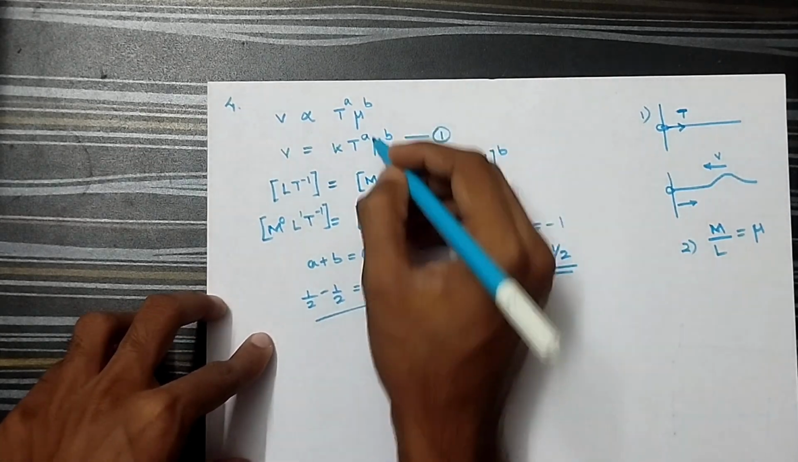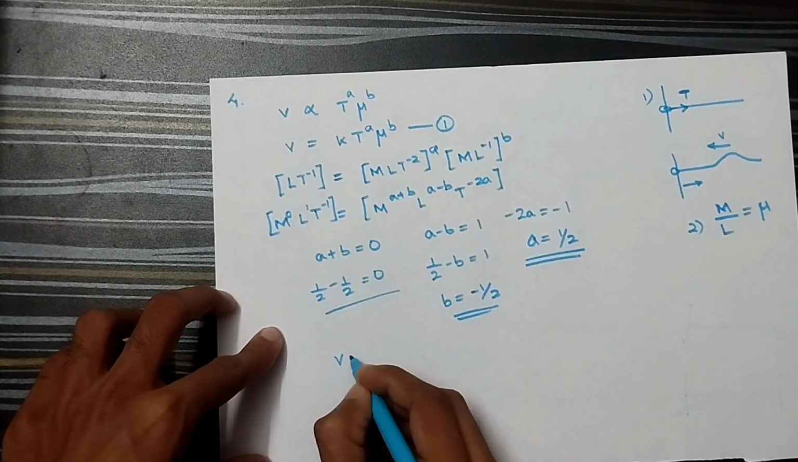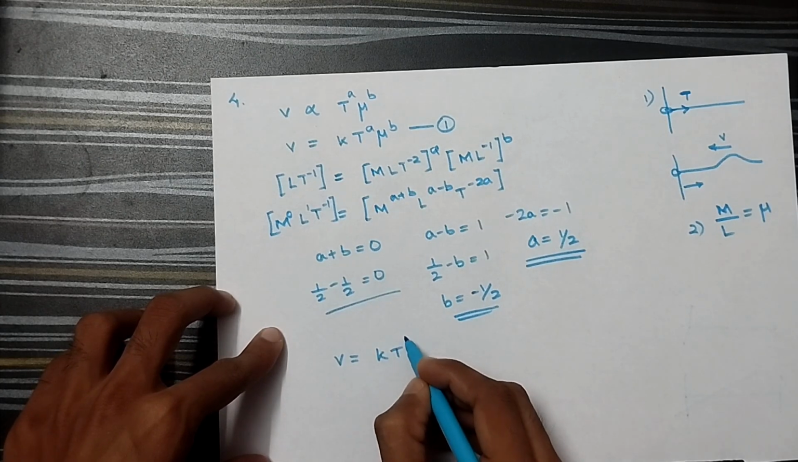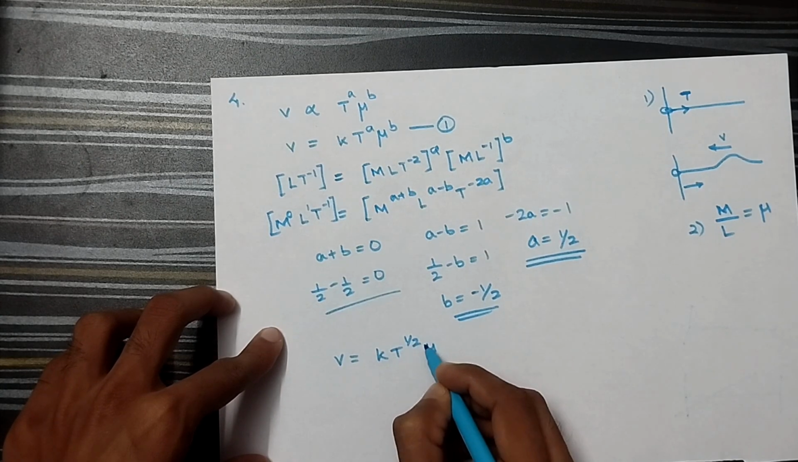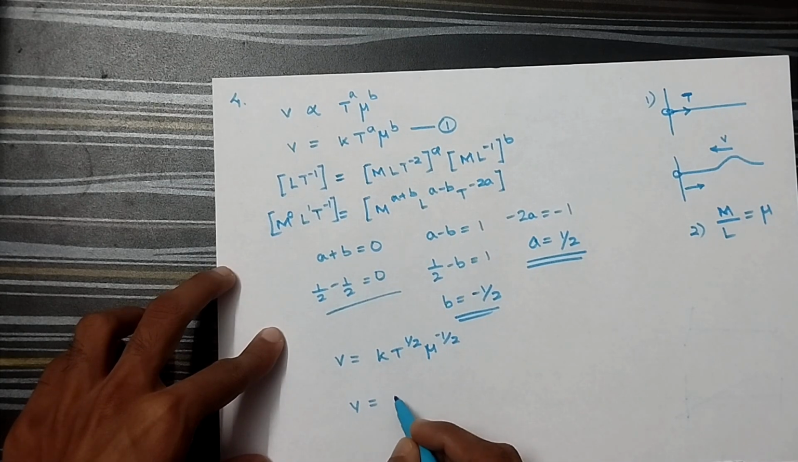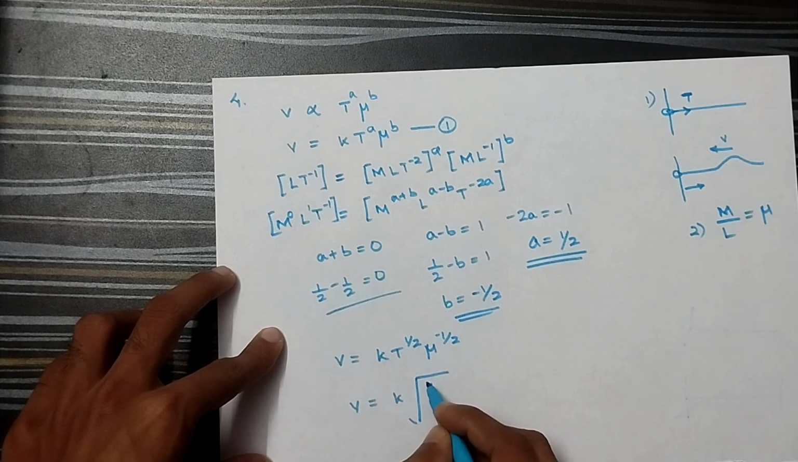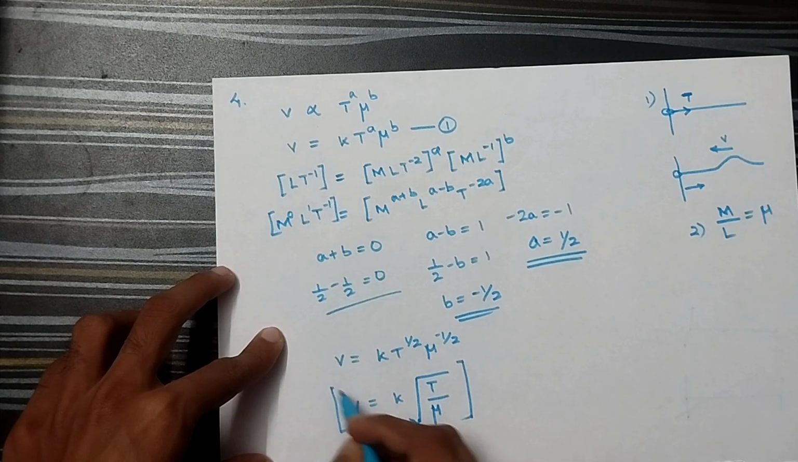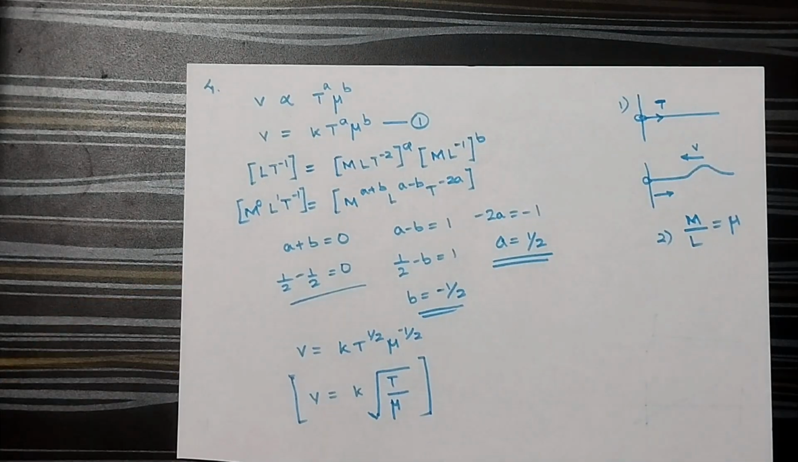Now substituting these variables in 1, we get V is equal to K T raised to half mu raised to minus half. So we can write the final equation. V is equal to K, half is just a root, so root of T divided by mu, right? This is our derived expression.